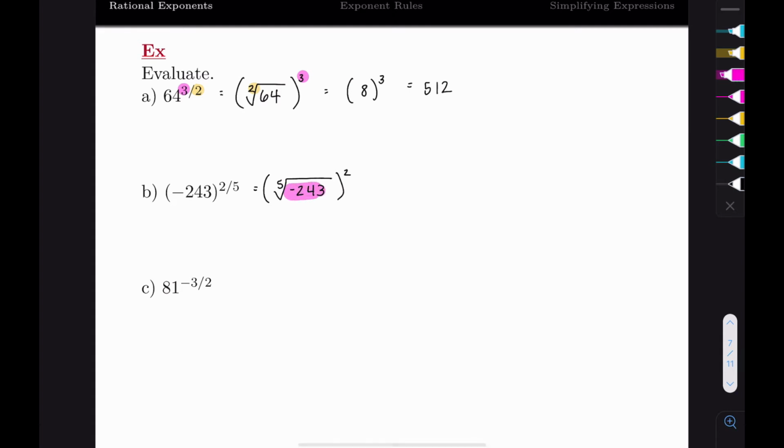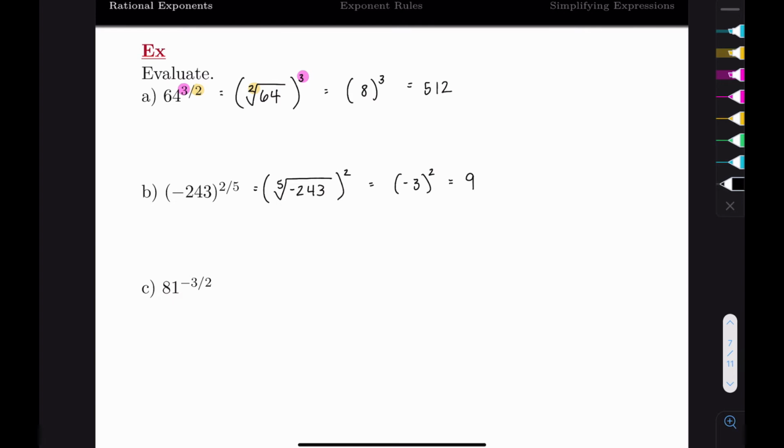So you need a number times itself 5 times to give you 243. If you plug that into your calculator, you'd actually see that would be negative 3 times negative 3, 5 times, will give you negative 243. And then afterwards, we raise this to the 2nd power. So that's going to give us positive 9 in the end.